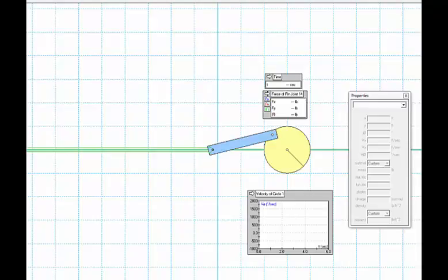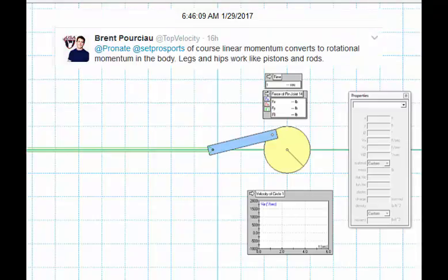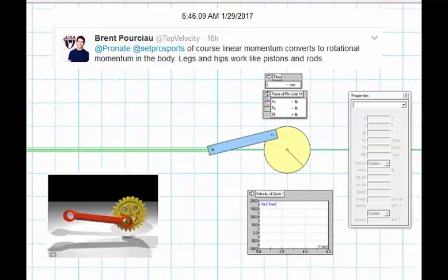Today we're going to examine a statement by Brent Pourciau. What he says is, of course, linear momentum converts to rotational momentum in the body. Legs and hips work like pistons and rods. And he is kind enough to provide a very nice illustration of his belief system, which you see here in the left-hand corner.